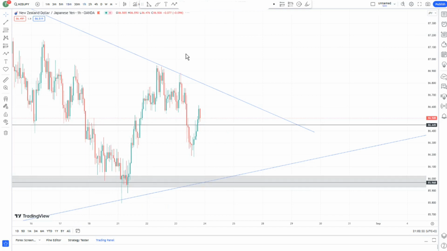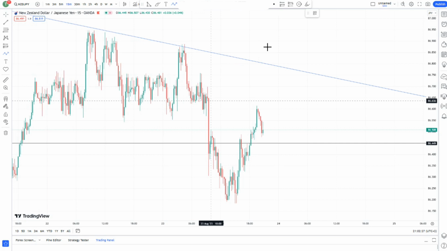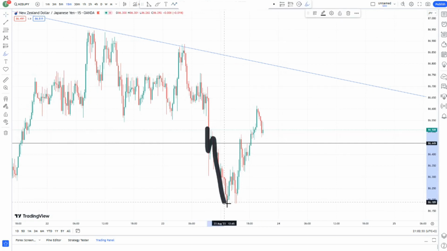So let me go down to the 15-minute time frame. Here we can already spot this heads and shoulders pattern.